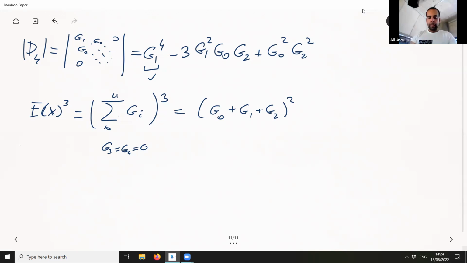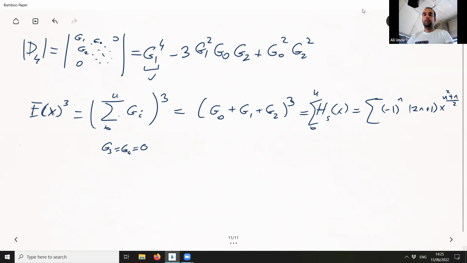Cool. And now let's use this other formula, which is that this 2, 3. Yes, exactly. I mean, I saw 2s. Thank you. So this is the same thing as that other formula, which was the h of x, or the sum of hs from 0 to 4. And this is this formula. So it is (-1)^n times x to the (n squared plus n)/2, for n from 0 to infinity.